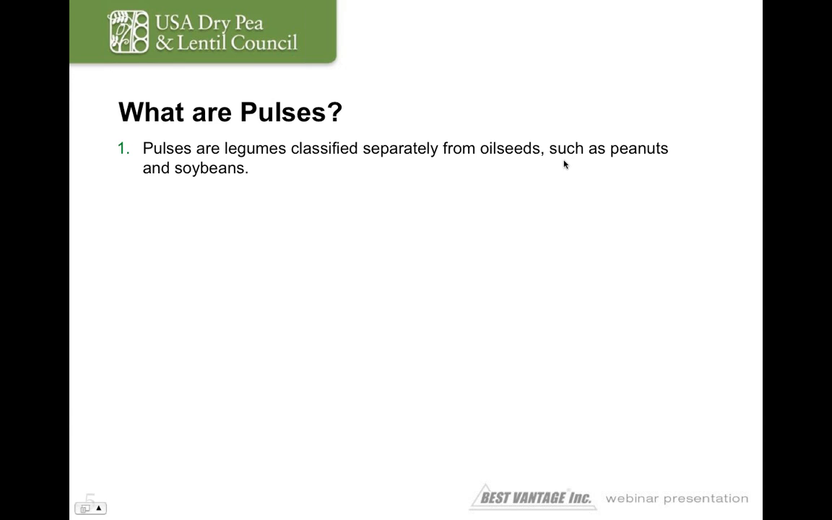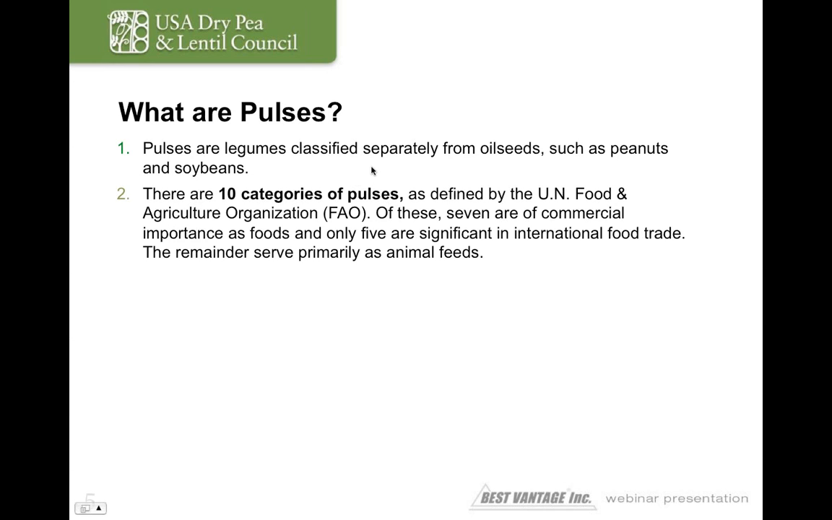Pulses are legumes similar to peanuts and soybeans, but they are classified separately in large part because compositionally they are different. There are 10 categories of pulses as defined by the UNFAO. Of these, only 7 are of commercial importance as foods. The others are primarily used for animal feed, and only 5 factor significantly in international food trade.